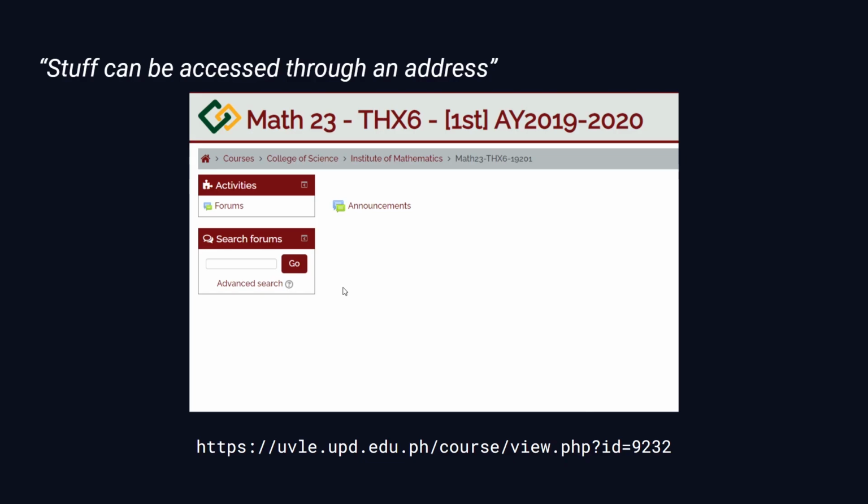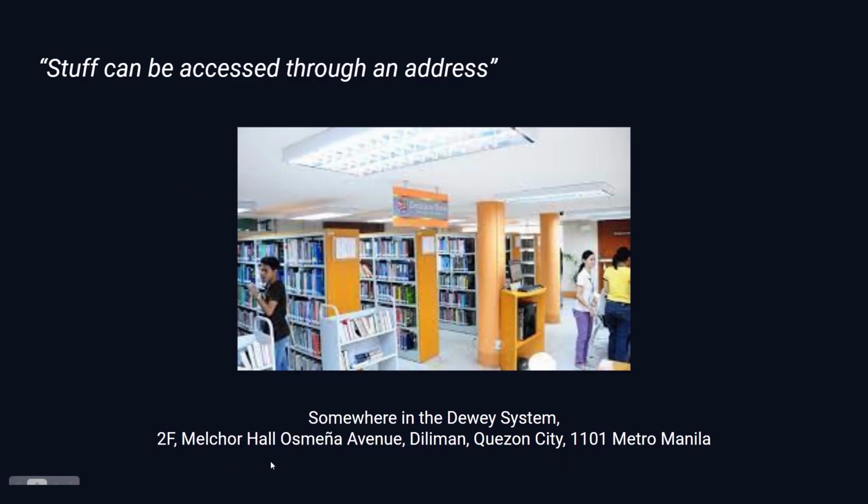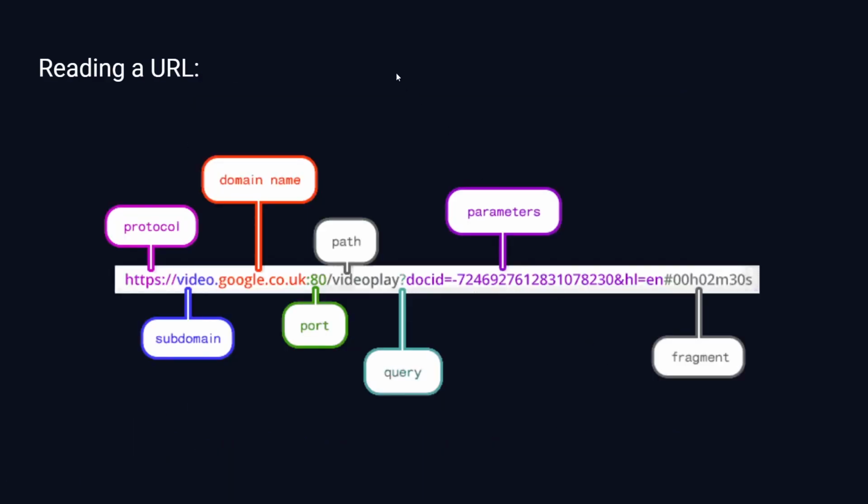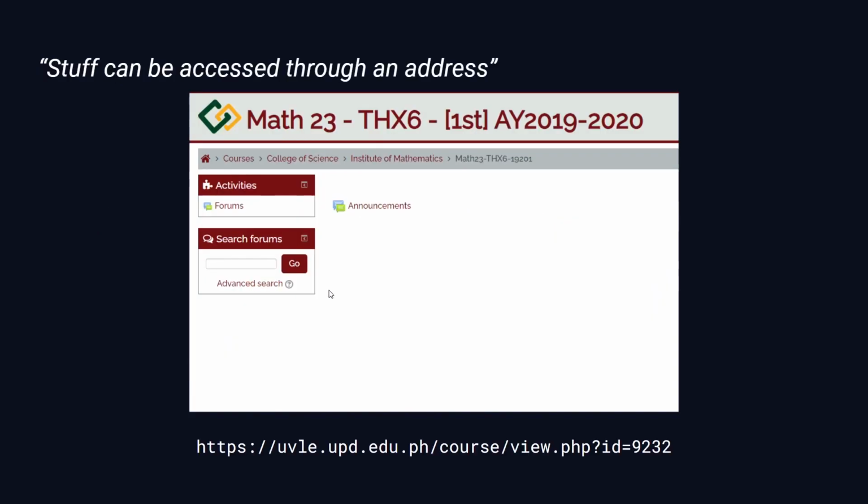So kanina I said na, yeah, we know how to read this. How do we read this one? Okay? So I got from Google na lang. Don't want to make my own. So we have a protocol, no? HTTPS. S just means secure or something, no? Then we have a domain. So in this case, yung Uvle hanggang kay PH is our domain.